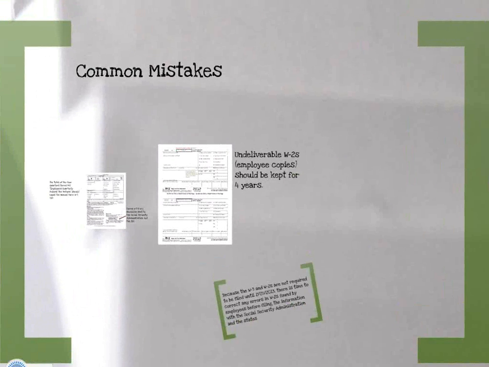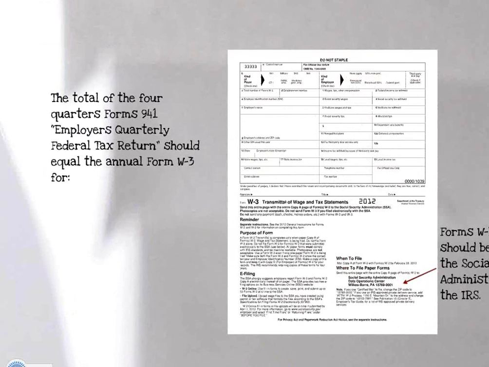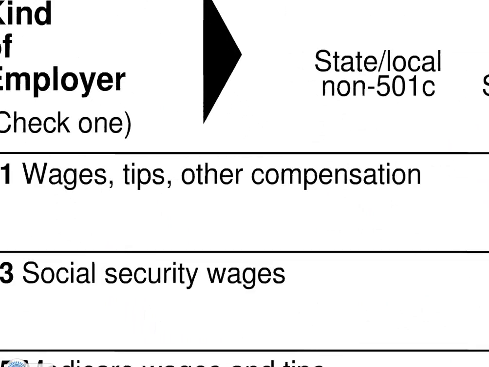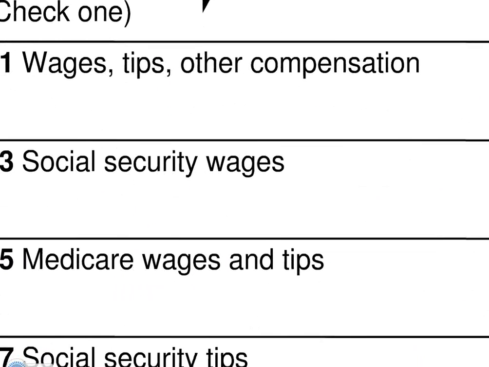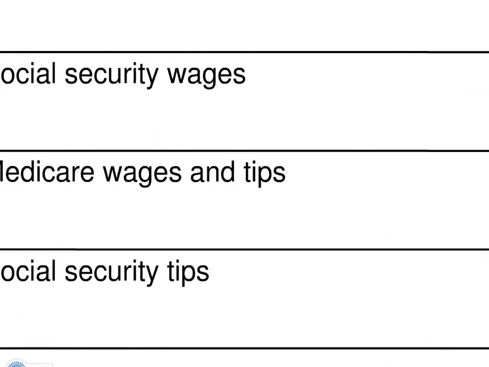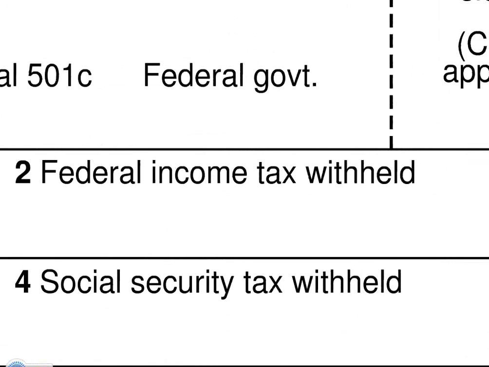What we're going to touch on next are several common mistakes that we see at Falk Hasson every year that are really worth bringing to your attention. The first one is inconsistent reporting of numbers between the total of all the 941 filings for each quarter and the amount reported on the annual Form W-3. The total should be consistent for the following: wages and tips, Social Security wages, Medicare wages, and federal income tax withheld.